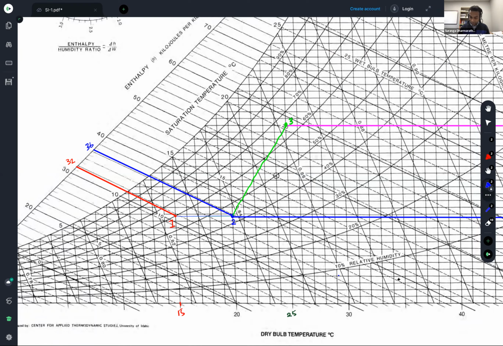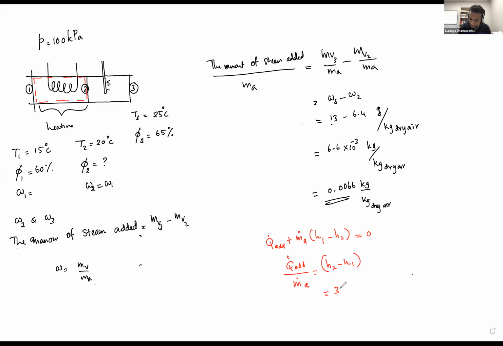So we can say, share your screen. So this is 36 minus 32, 4 kilojoules per kilogram of dry air. So that's the answer, the two answers for the activity 2 questions.